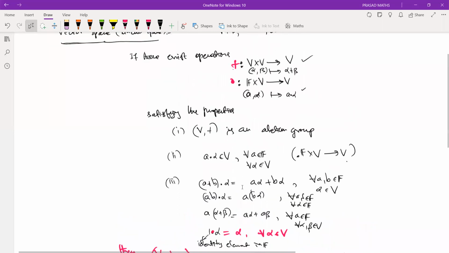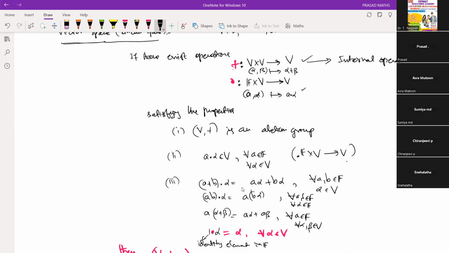So with respect to the first operation, V is an abelian group, and this operation we call an internal operation. Why? Because you take two elements which are in V, and alpha plus beta should be in V for every alpha, beta belonging to V. That means you take two elements in V, and alpha plus beta should be in V.